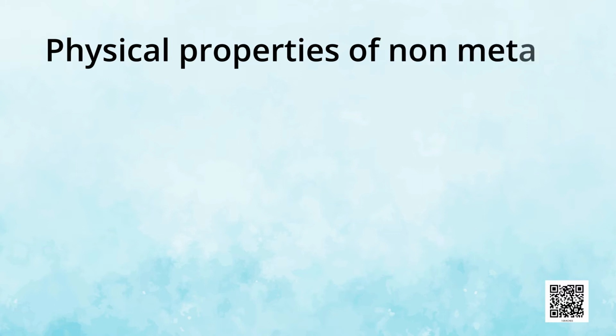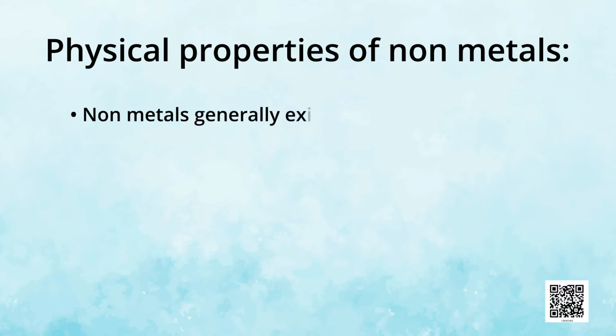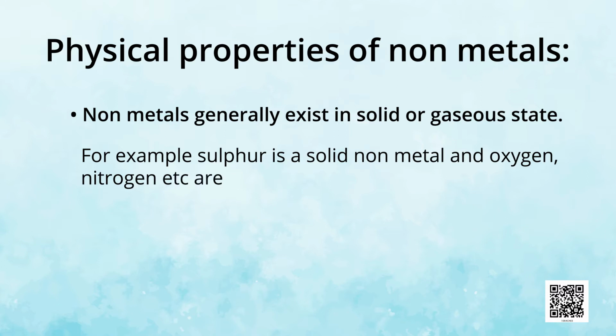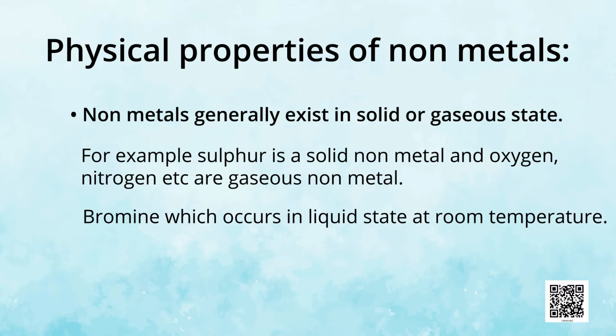Dear students, now we will study the physical properties of nonmetals. Nonmetals generally exist in solid or gaseous state. For example, sulfur is a solid nonmetal, and oxygen, nitrogen, etc. are gaseous nonmetals. But there is an exception to it, that is bromine, which occurs in liquid state at room temperature.